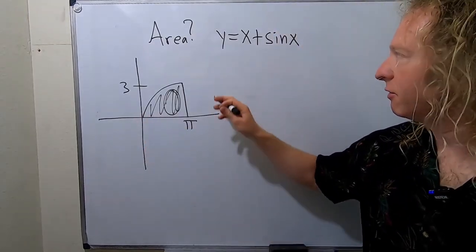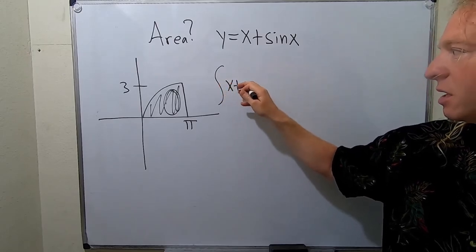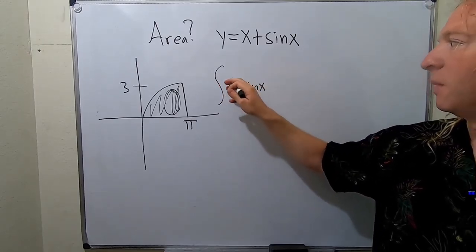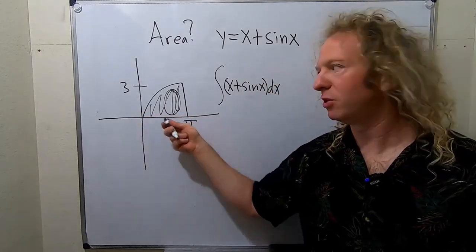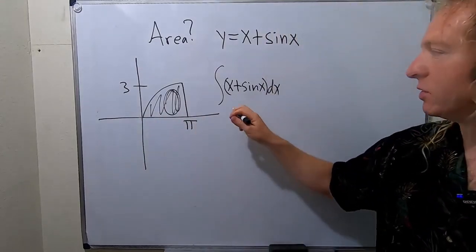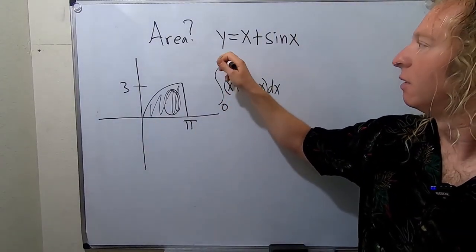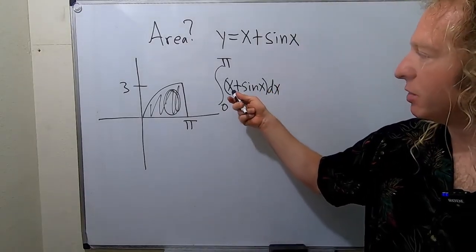So basically, all we have to do is integrate this, so x plus sine x, and then we have dx. And we have to go from 0 to pi. We're integrating with respect to x, so we have to use x's for our limits of integration. All right, so all we have to do now is integrate this. So to integrate x, we use the power rule.